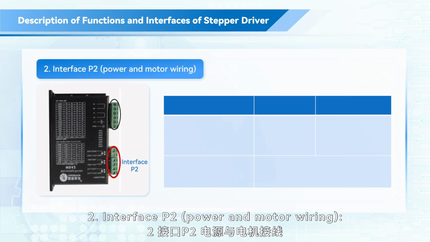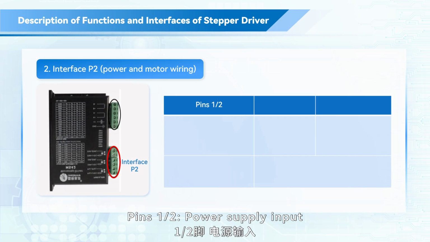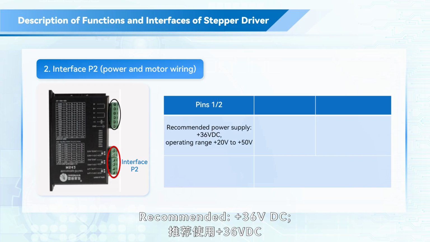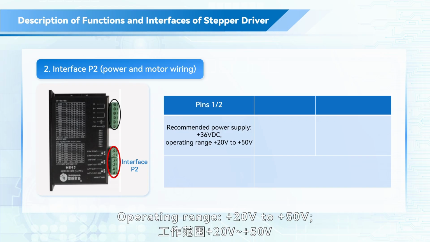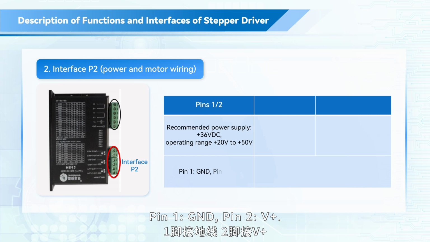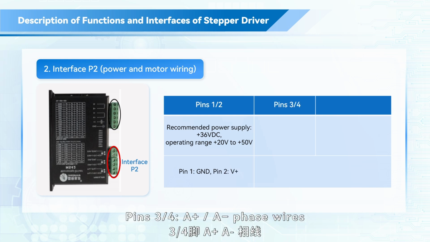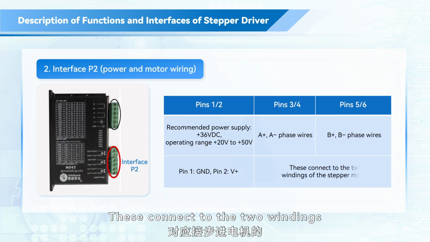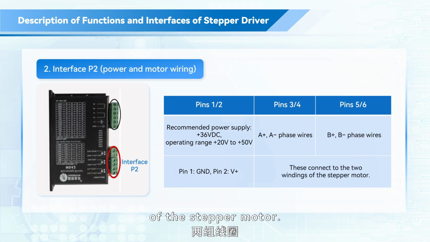2. Interface P2, power and motor wiring. Pins 1/2. Power supply input. Recommended, plus 36 VDC. Operating range, plus 20 V to plus 50 V. Pin 1, GND; pin 2, V+. Pins 3/4. A+/A- phase wires. Pins 5/6. B+/B- phase wires. These connect to the two windings of the stepper motor.